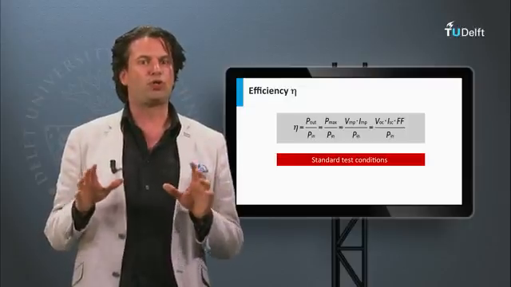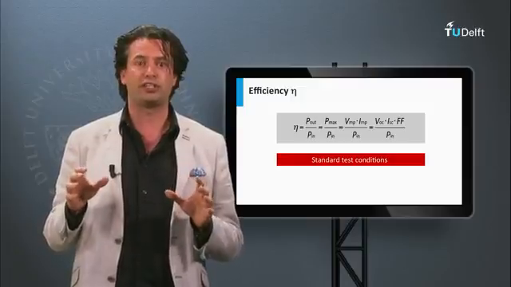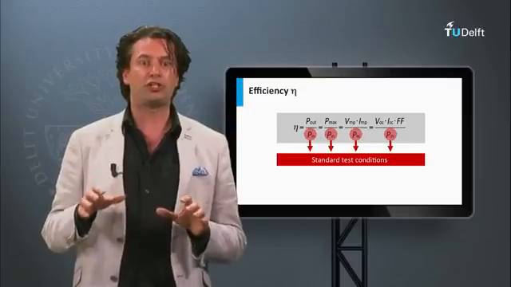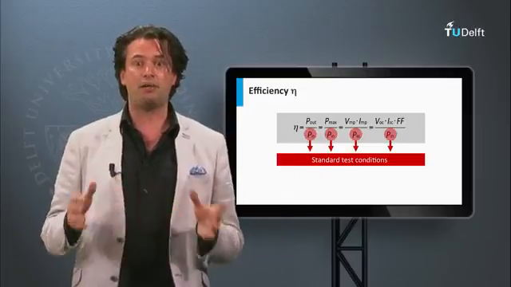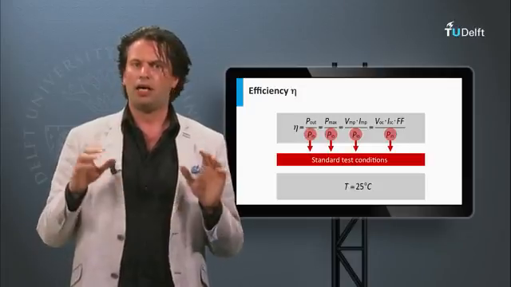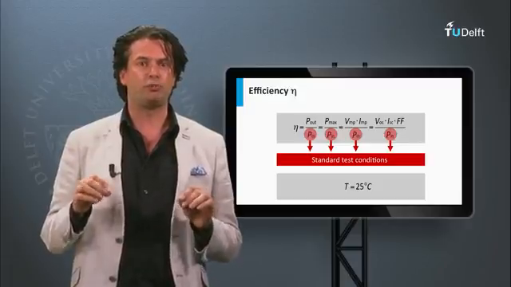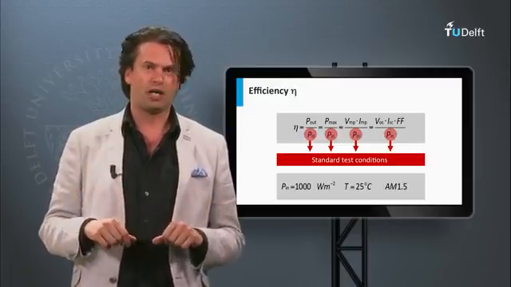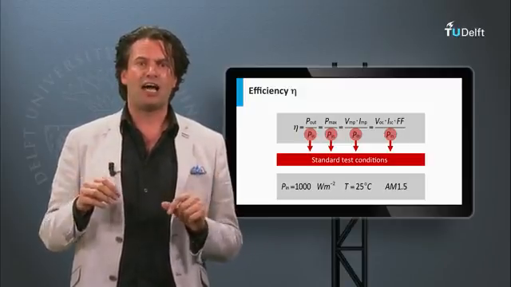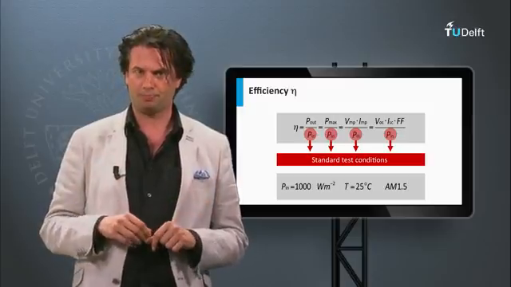To be able to compare the efficiencies of different solar cells, the so-called standard test conditions have been introduced. The standard test conditions describe the conditions for P in and the temperature of the solar cell during the JV measurement. The temperature of solar cells on the standard test condition is determined to be 25 degrees Celsius. The solar spectrum has the spectral shape of AM 1.5 and a total irradiance of 1000 watts per square meter.